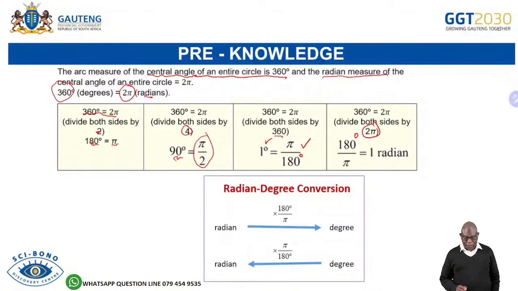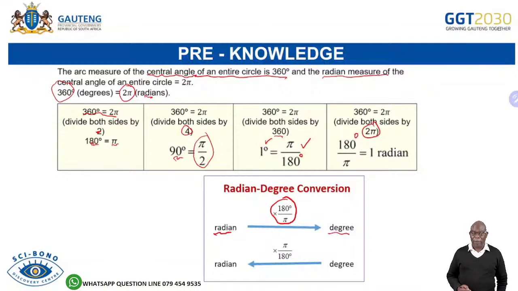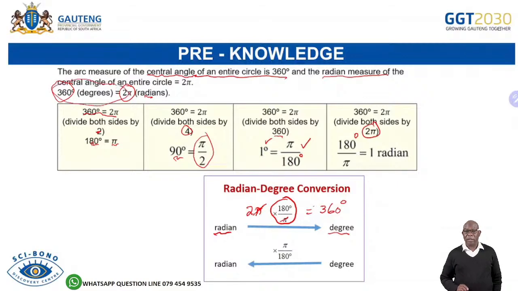So in this case, if I want to go from radians to degrees, I multiply by 180 degrees divided by pi. What is it that I want to eliminate? I want to eliminate my pi there. So if I've got 2 pi, for instance, I want to eliminate my pi so that I get the degrees. So that will be 360 degrees. So I know that 2 pi is 360 degrees.